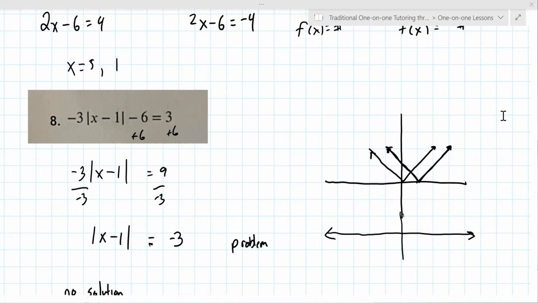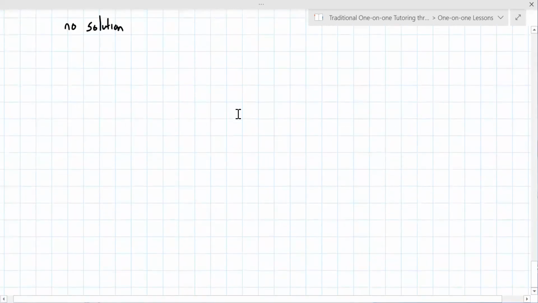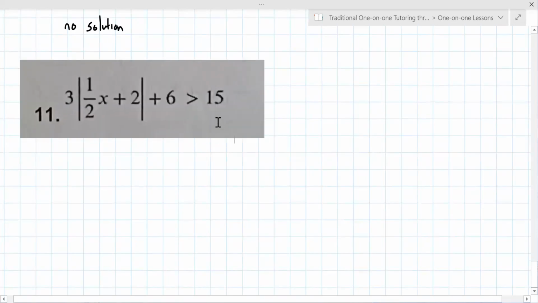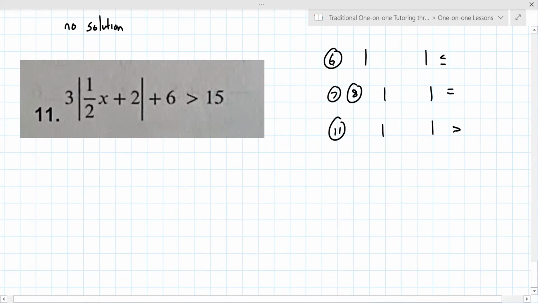Okay, we're going to come back to 9 and 10, but 11 fits better with the path we've just taken. So just to go back a little bit, 6 is an absolute value less than or equal to. 7 and 8 were absolute values equal to, and 11 here is an absolute value greater than. And these are the three types that you have to know really well. And then we'll do 9 and 10, but I want to get this clear first.